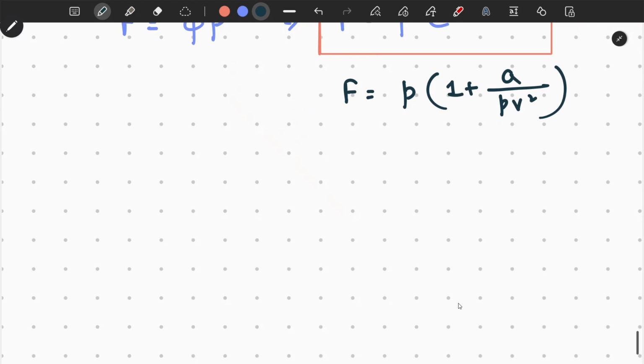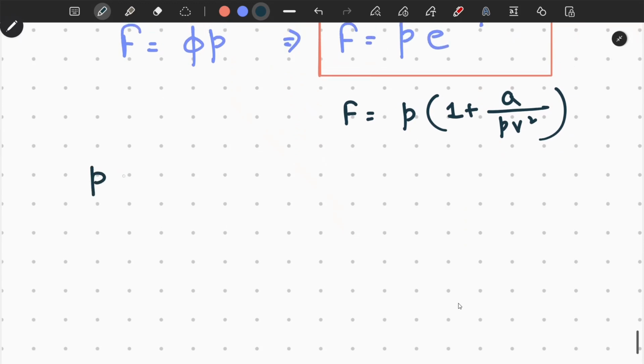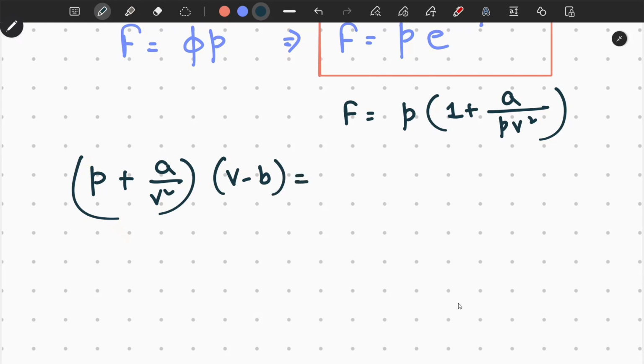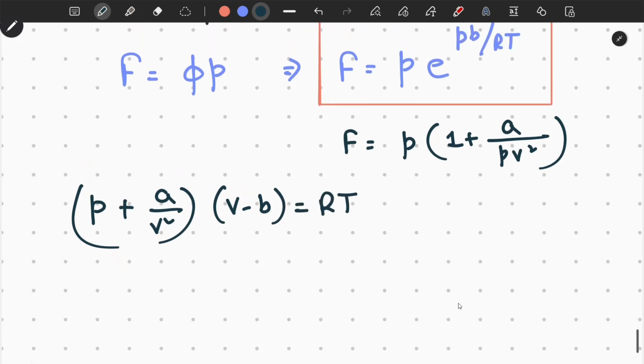So what I'm saying, this is a van der Waals equation, right? Van der Waals is also a special case. That is not a real gas, that is the van der Waals gas, obviously. And fugacity is for a completely real gas. That's why there is no specific expression of fugacity.